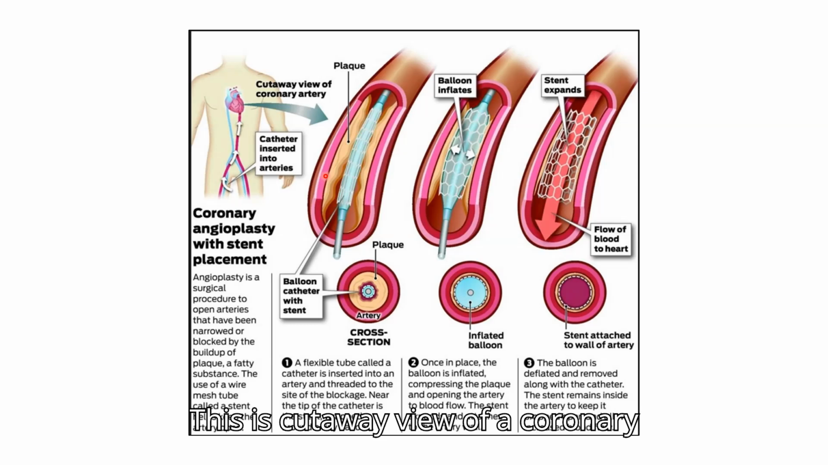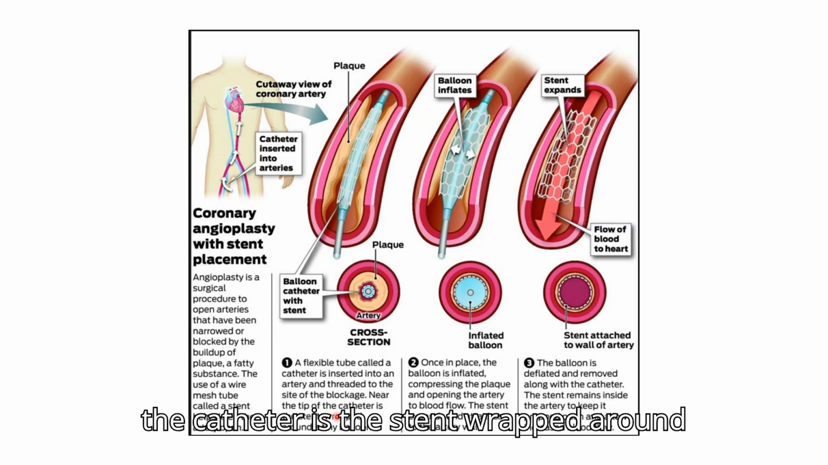This is a cutaway view of a coronary artery. This is plaque. This has caused stenosis of the coronary artery. A flexible tube called a catheter is inserted into an artery and threaded to the site of the blockage. Near the tip of the catheter is the stent wrapped around a tiny balloon.